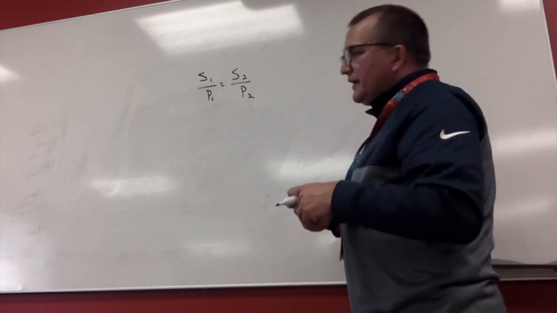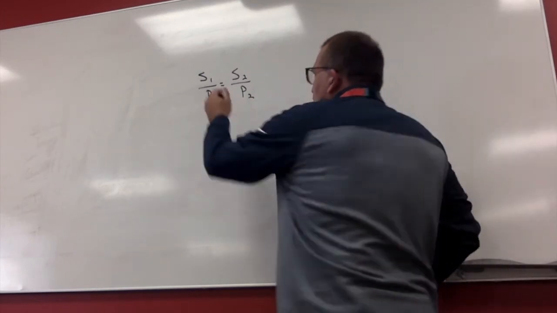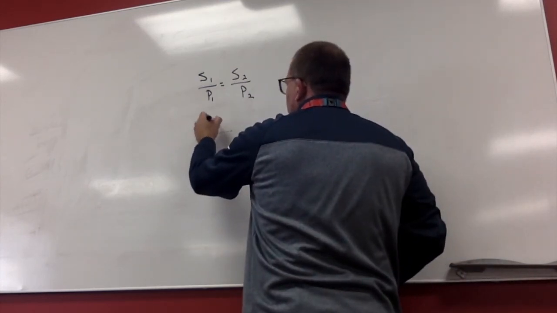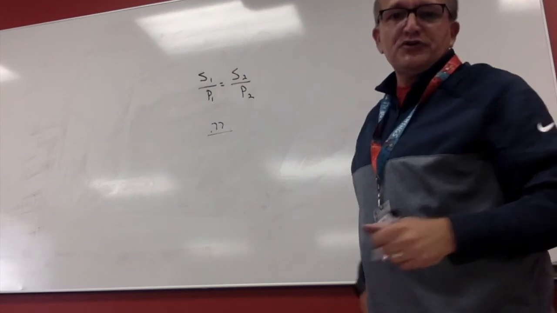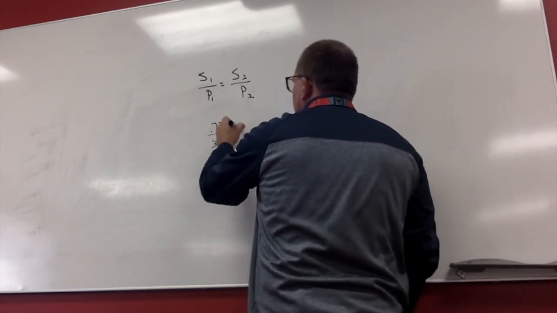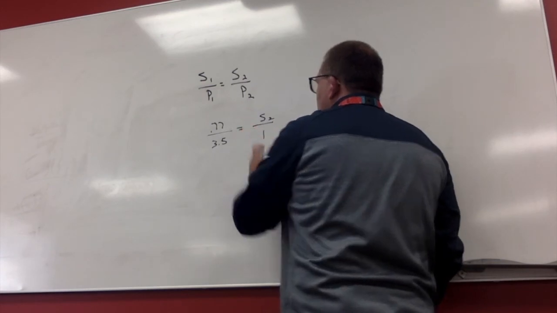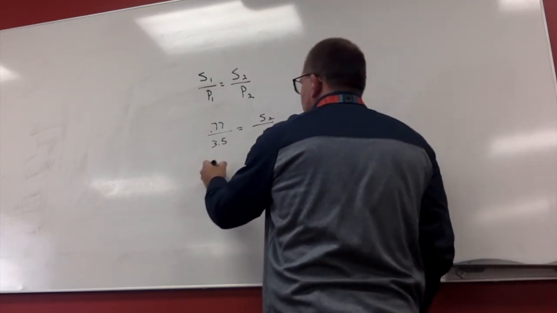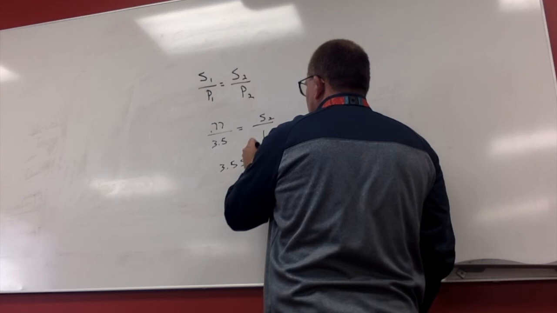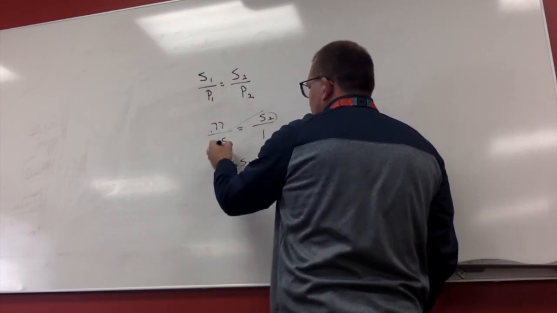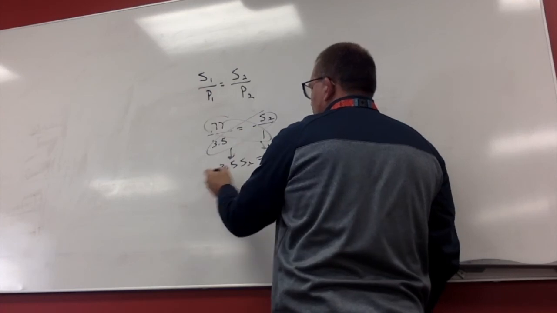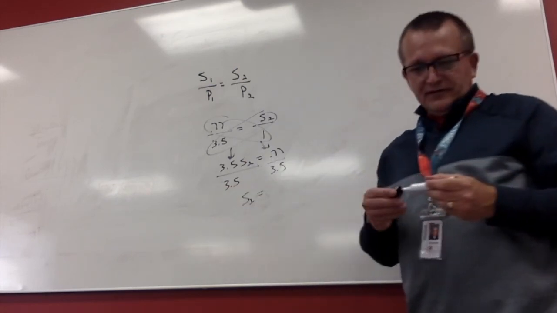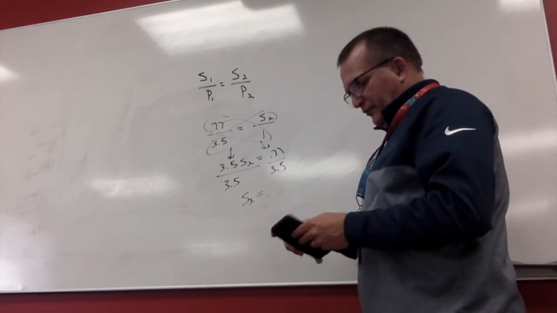So we've got to think about both situations, and this is very similar to gas laws. So initial solubility is 0.77 grams per liter per pressure of 3.5 atm, and that's equal to solubility at 1 atm. And once we have everything subbed in, we just cross multiply and go. So 3.5 S2 is equal to 0.77. So I just multiply these two to get this. Divide both sides by 3.5. So 0.77 divided by 3.5.